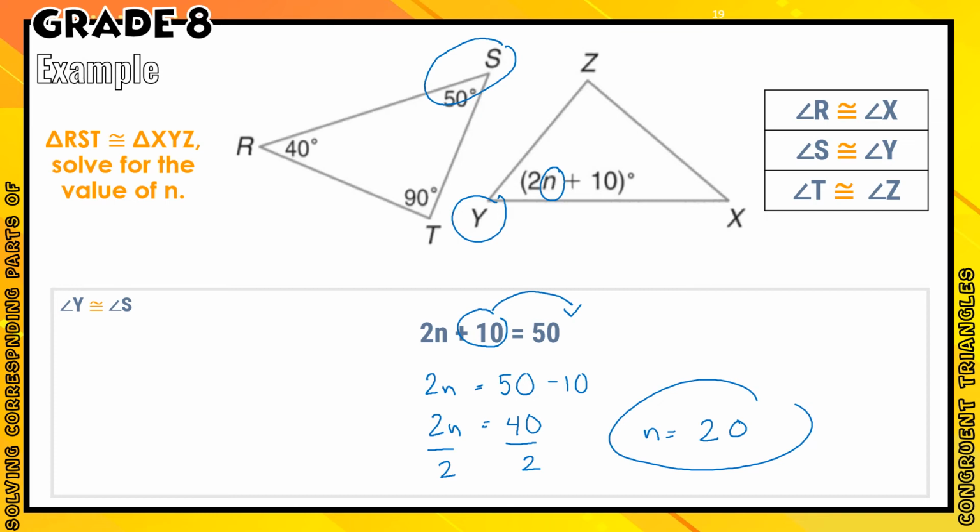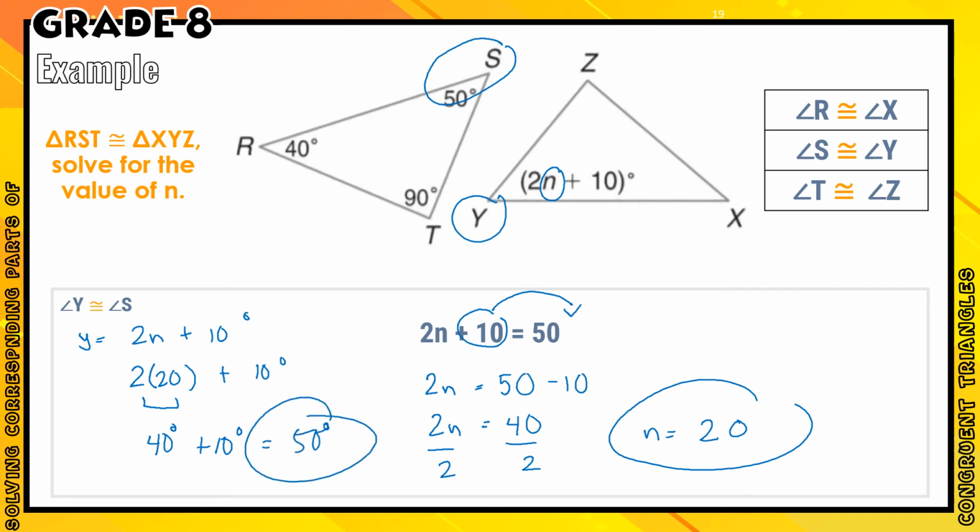If we're going to compute for the measure of angle Y, substitute lang natin to. So, ang given natin ng Y is equals to 2n plus 10 degrees. So, substitute the given value for n. So, we have here 2 times 20 is 40 plus 10 degrees. Therefore, 10 plus 40 is 50 degrees. Therefore, they are equal. Kasi nga, they are congruent triangles.